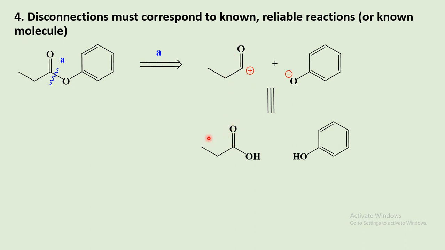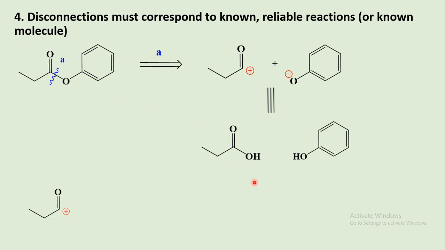Okay, here you can see that we are disconnecting the ester into its reactants, which are acid and alcohol. Here it is a de-esterification reaction, and if you carry this reaction in the forward direction, acid and alcohol together will react to give you the ester, and it is an esterification reaction. That means it is a reliable reaction.